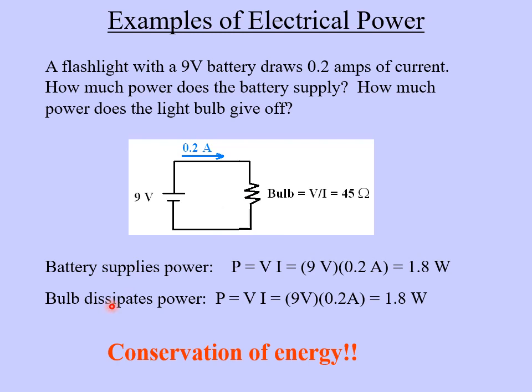So how much power does the bulb dissipate? Well, we use the same thing. P equals V times I. Notice the bulb is connected to the 9-volt battery, and the current flowing through the bulb is, again, 0.2 amps. So not surprisingly, we get the same number here, 1.8 watts. In other words, every second, 1.8 joules is dissipated by the bulb. Where does that energy come from? It comes from the battery. So this is nothing more than the conservation of energy. The amount of energy that the battery supplies is the amount of energy that the resistance here dissipates as light and heat.